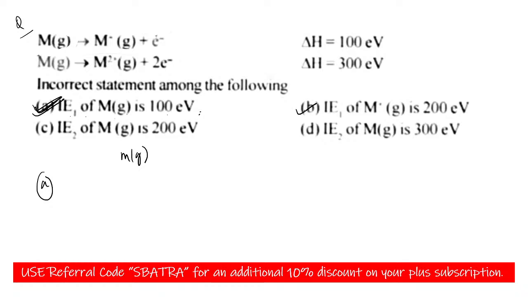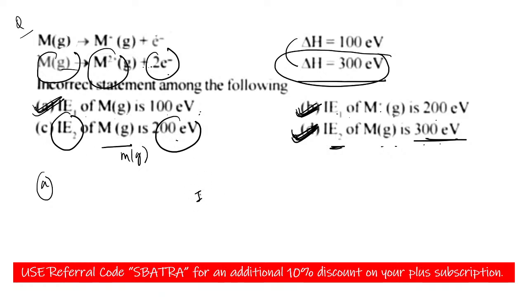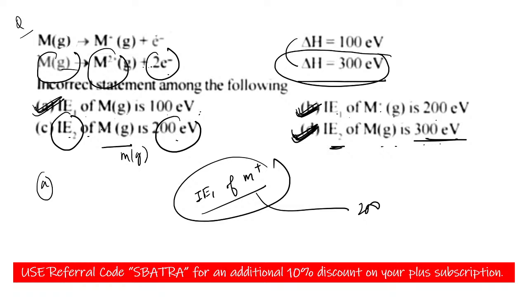Let's go with option B. IE1 of M gas is 200, so we can take this difference. So this is also correct. Next is IE2 of M gas is 300. IE2 of M gas is basically M gas to M2 positive, 2 electrons. B is a correct statement, not an incorrect statement. Definitely you are correct. Then IE2 of M gas is 200. IE2 of M gas is 300, because we are taking 2 electrons and the energy required is 300 electron volts. The 200 value is for IE1 of M positive. For that, the value is 200, but IE2 of M gas is 300 electron volts. Yes, definitely you are correct.